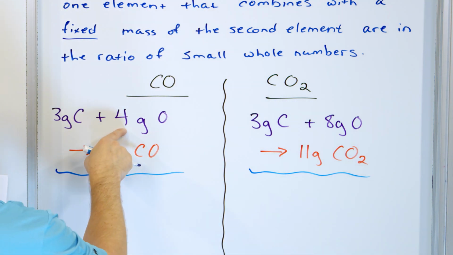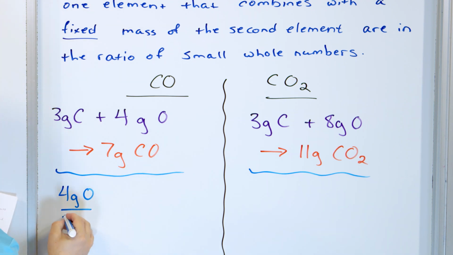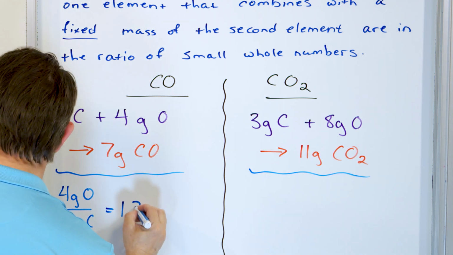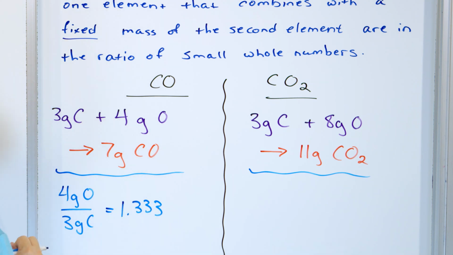Since 4 is bigger, I'm going to put 4 grams of oxygen on the top in a ratio with 3 grams of carbon right here. And when I take 4 and divide by 3, notice I put the units. 4 grams of oxygen is locked in a ratio with 3 grams of carbon. So 4 divided by 3 comes out to 1.333. Now, the 3's go on forever. I'm truncating it at the 3rd position here.